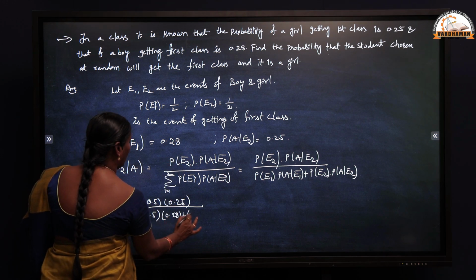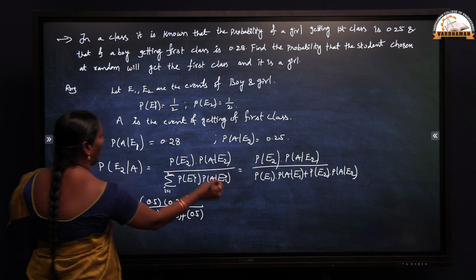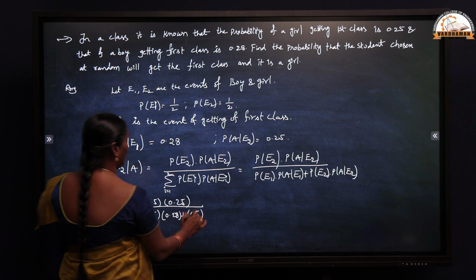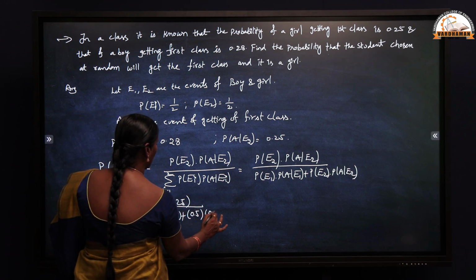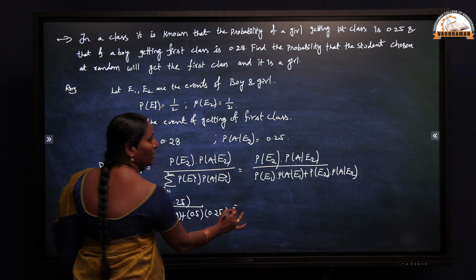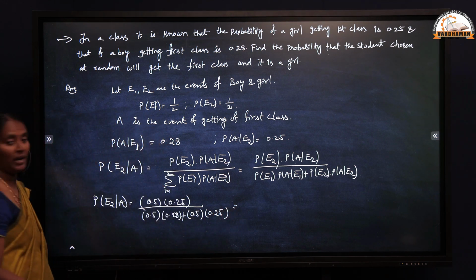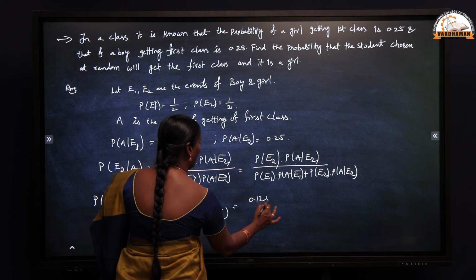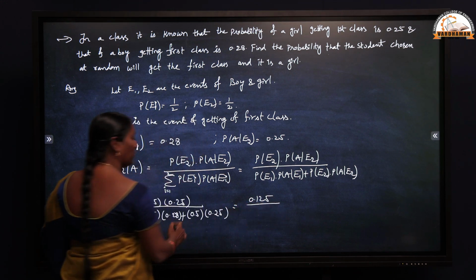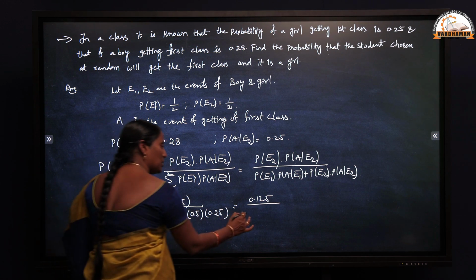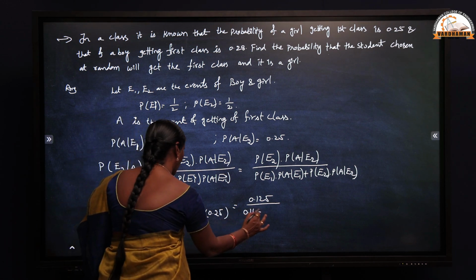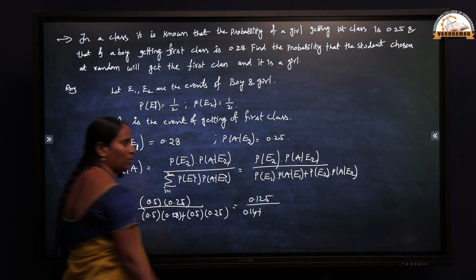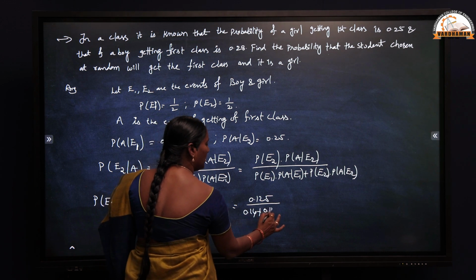0.28 plus E2 is 0.5 into A given E2. What is A given E2? This is what we are having, 0.25. So simplify this. We are going to find out what is 0.5 into 0.25. So it will be 0.125. 0.5 into 0.28, it is what? 0.14, plus again 0.125. So you have to add these probabilities.